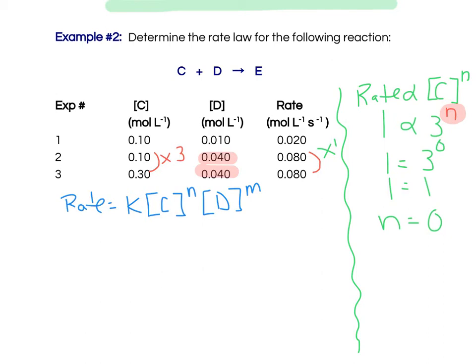So, in fact, the value of N in this case is 0, and this is a 0 order reactant. This reactant has no effect. Doubling its concentration, tripling its concentration has no effect on the overall rate. We say that it is 0 order with respect to C. So far, I can go ahead and fill in that my rate is equal to K times the concentration of C to the exponent 0.